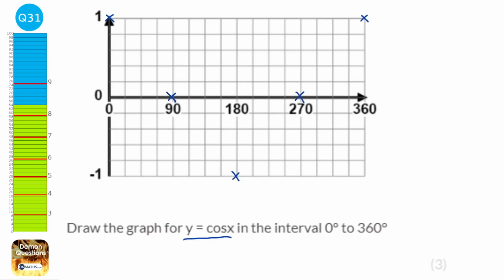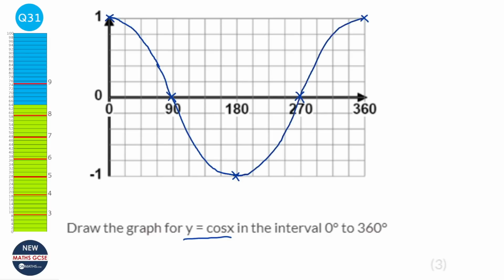But don't just join it up with straight lines. That will not get you any marks. You've got to make it look like a wave. And this is not the easiest thing to do, but they are very forgiving over how you do this. As long as it goes through the points, and as long as this bottom bit is a U shape and not a V shape, then normally you will get the mark. So although that doesn't look perfect, that would definitely get the marks.